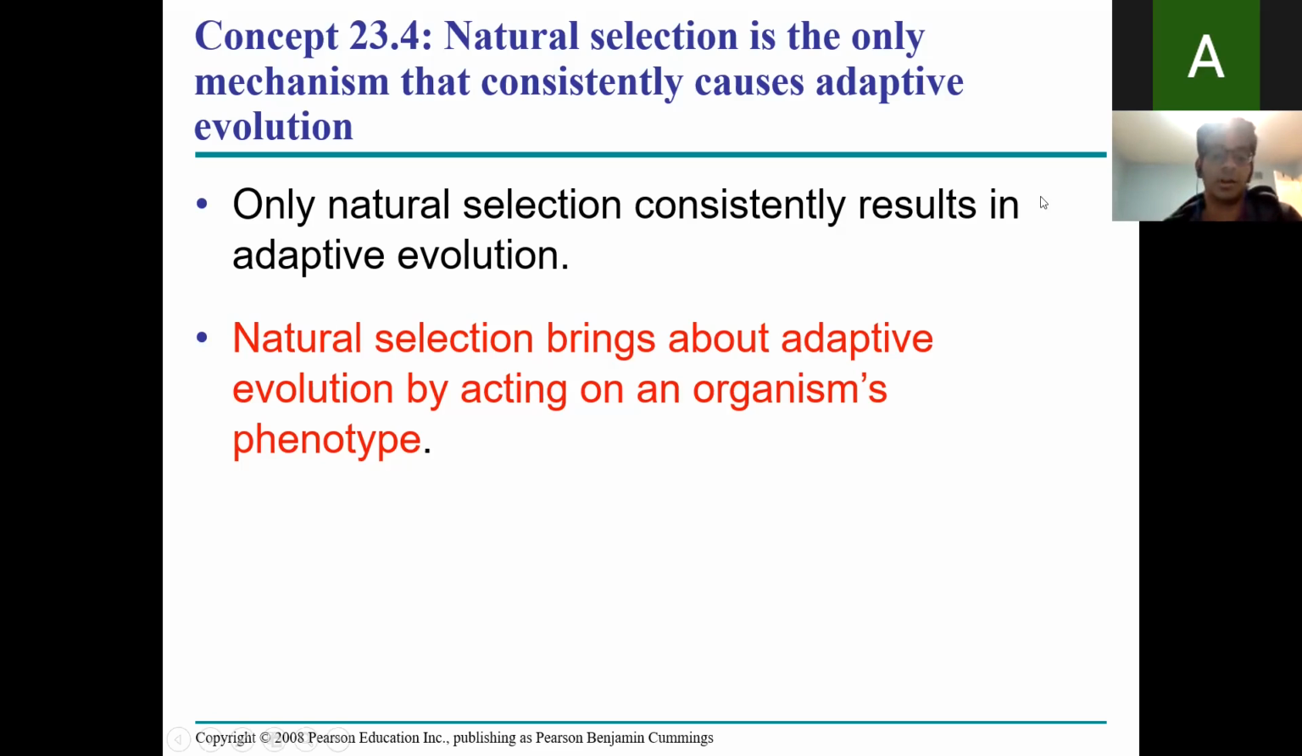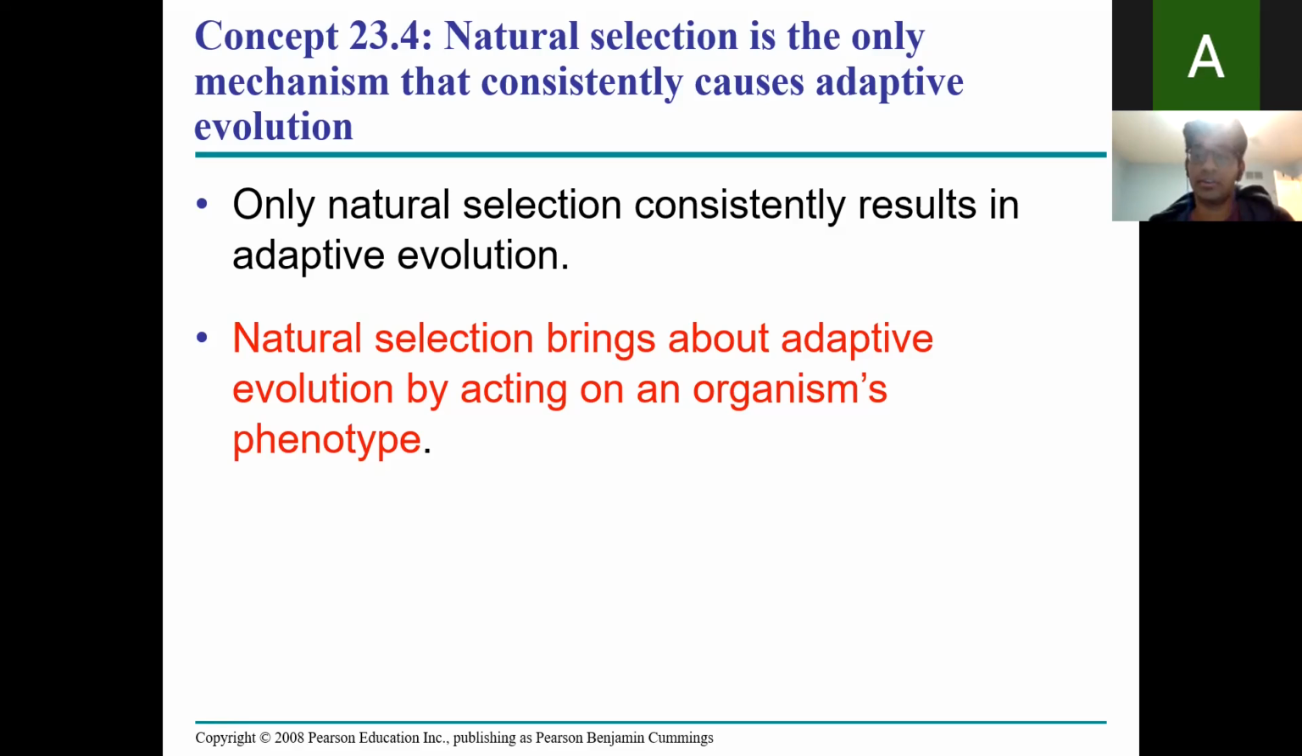Natural selection brings about adaptive evolution by acting on organisms' phenotype. Phenotype is coded by the genotype. So you're selecting by phenotype. This doesn't always correspond to genotype. Actually, in most of the cases, it does not. For example, a heterozygous individual in a dominant-recessive allele type will look like the dominant individual, but they'll still be a carrier for the recessive allele.